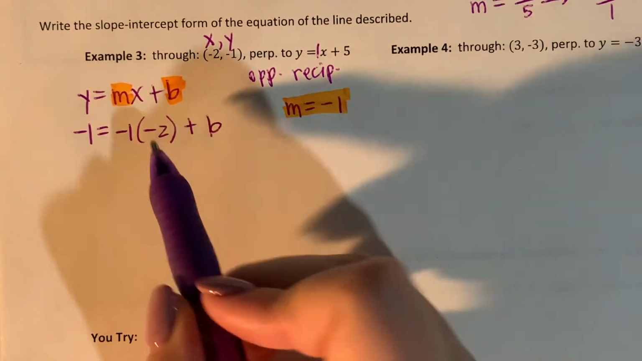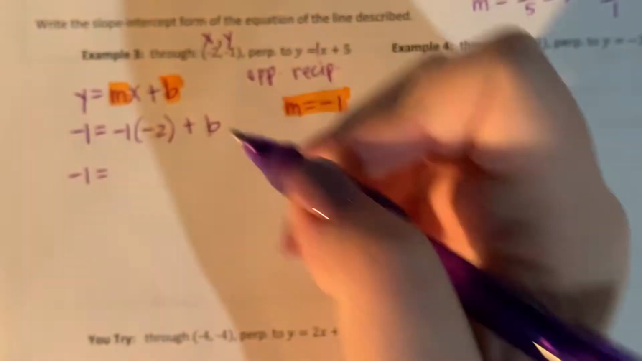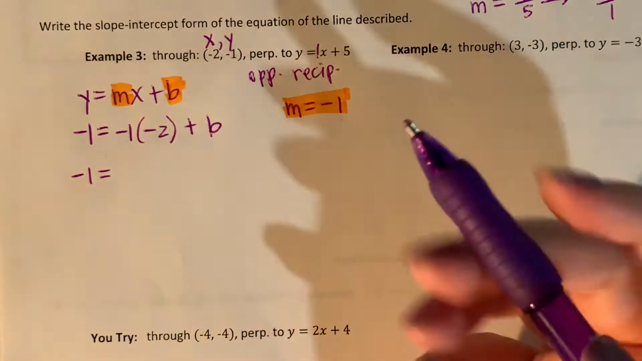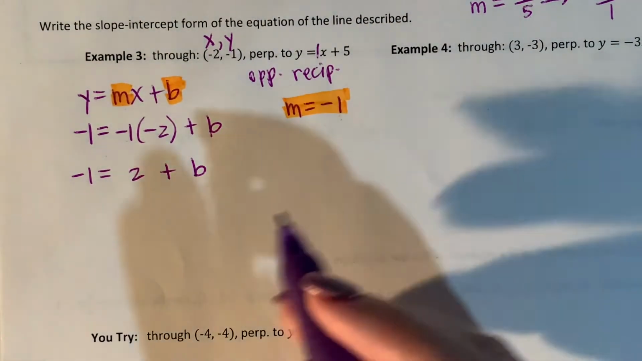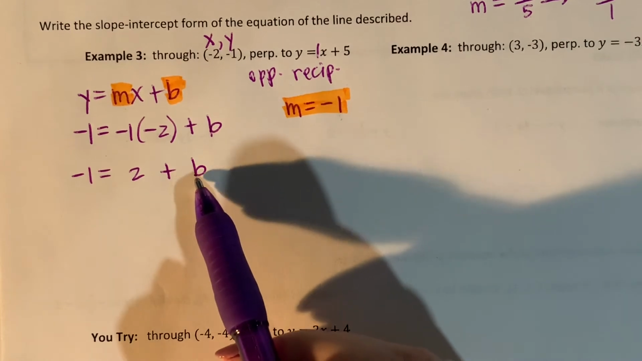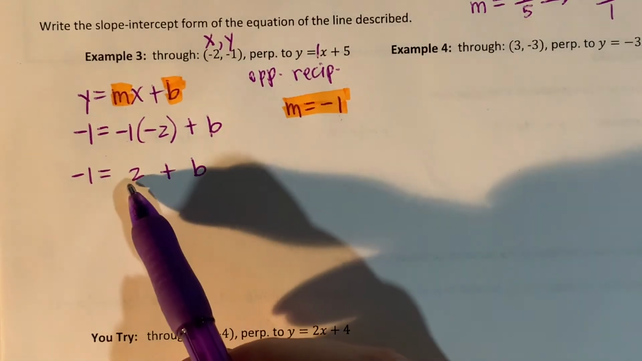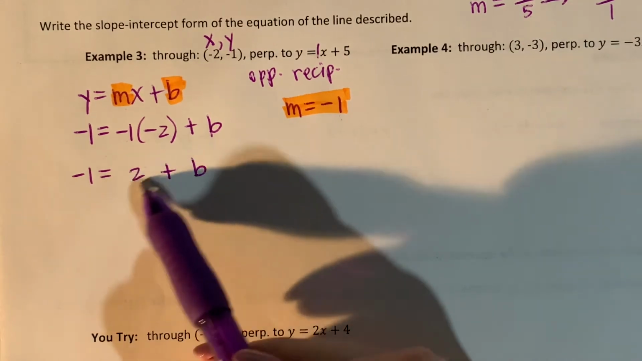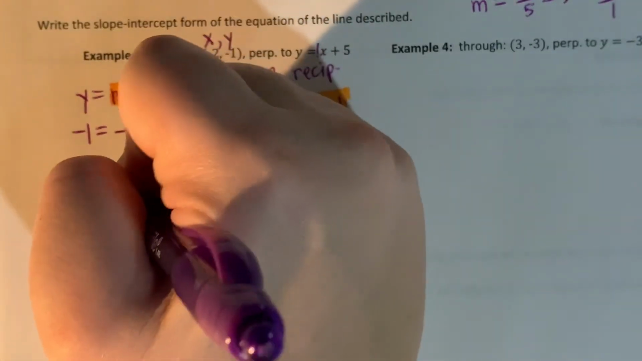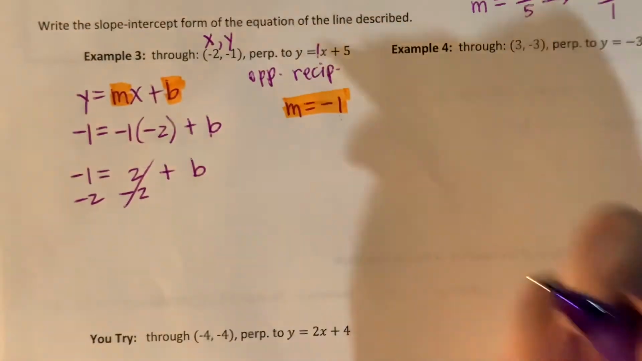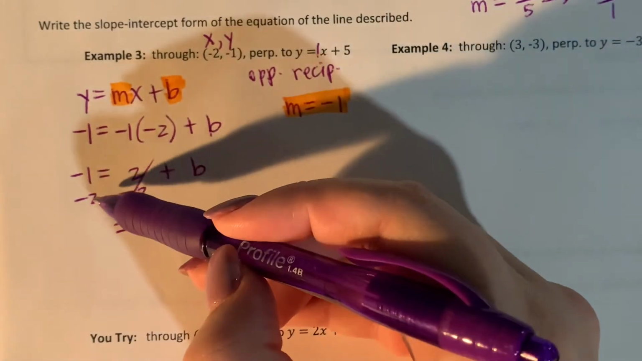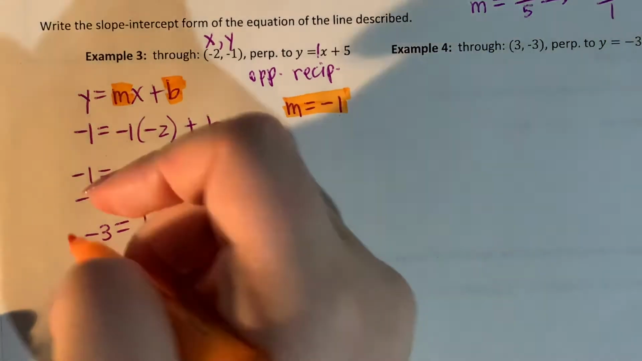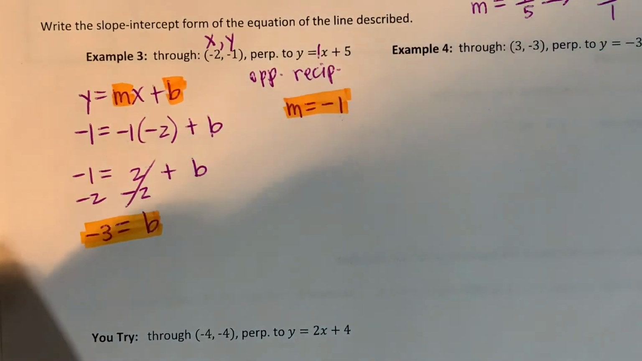I can simplify this multiplication. So I have negative 1 equals negative 1 times negative 2 gives me a positive 2 plus b. And I'm very close to having b by itself. I want this to read b equals, but I have this positive 2 in the way. I'd like to move this positive 2 to the other side, so I can move a positive 2 by subtracting 2 over to the other side. And I'll get b equals negative 1 minus 2 gives me negative 3. So now I found my other unknown. My b is negative 3.